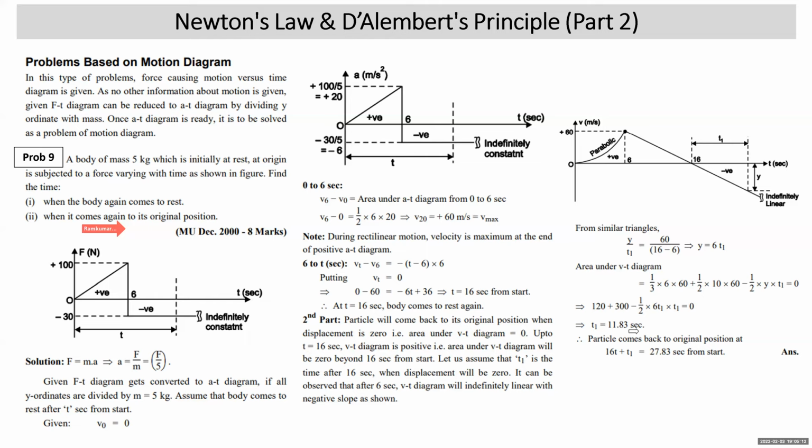That means this particle comes back to original position after t1 seconds beyond 16 seconds. So initially, with respect to the start position, total time needed to come back to original position is 16 plus t1. So I have written it here, particle comes back to original position at 16 plus t1. Say t1 is 11.83 and 16, so 27.83 seconds. So particle comes back to original position after 27.83 seconds from rest or from start.